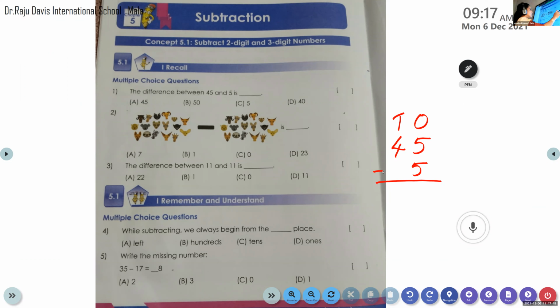Okay, then first you have to subtract the ones place. 5 minus 5 is 0. Then in the tens place, there is only one number, 4. No other number to subtract, so we can write it down. So the answer is 40. Yes, answer is 40, and it is option D.